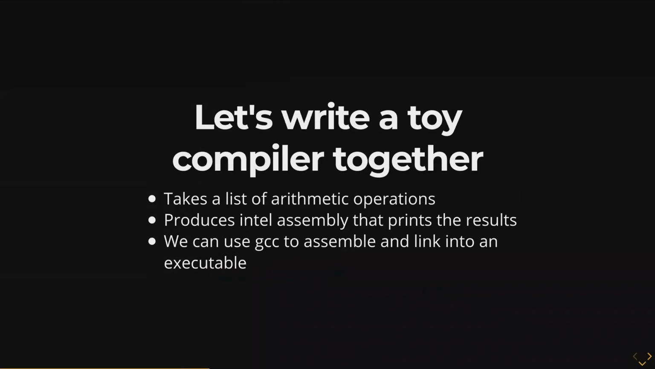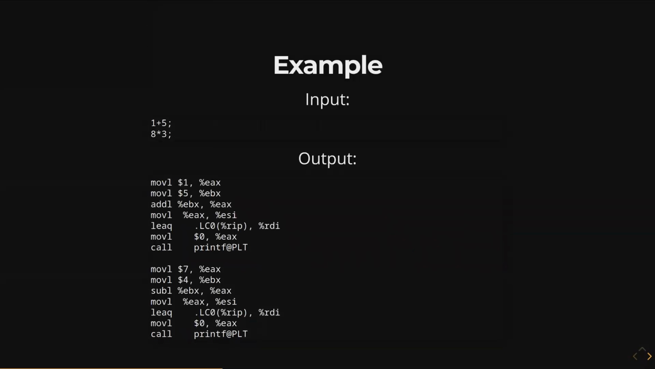Okay. All right, I think we've got plenty of time to do this. I hope we have time to do this. So let's write a toy compiler together. As I pointed out, it takes a list of binary arithmetic operations and produces Intel assembly, and then we can use GCC to assemble and link that into an executable. So here is a more complete output.